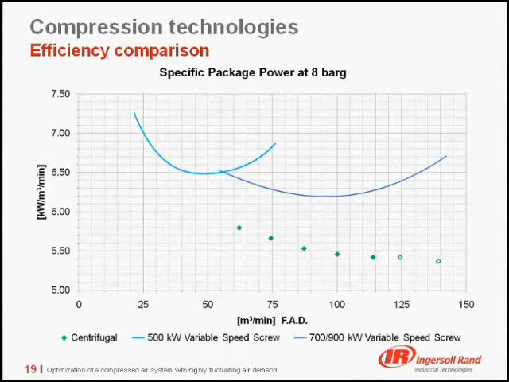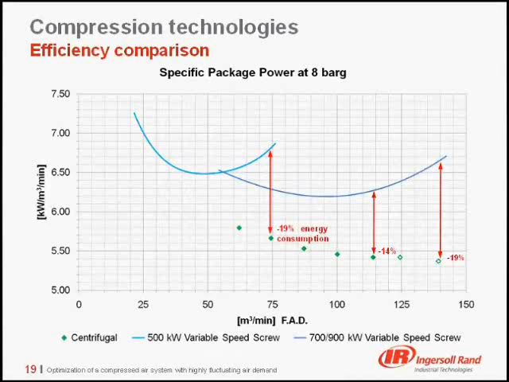As you can see, a 75 cubic meter per minute centrifugal compressor, when it works at the design point, is almost 20% more efficient than a 500 kilowatt variable speed screw compressor. A 115 cubic meter per minute centrifugal, almost 15% more efficient than a 700 kilowatt variable speed screw compressor. And the 140 cubic meter per minute centrifugal, again almost 20% more efficient than a 900 kilowatt variable speed screw compressor.